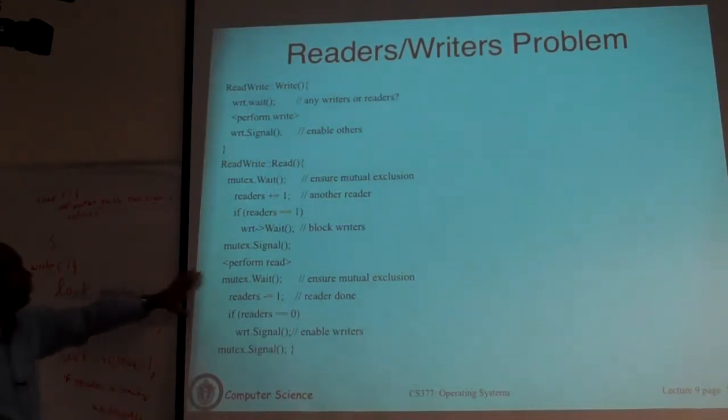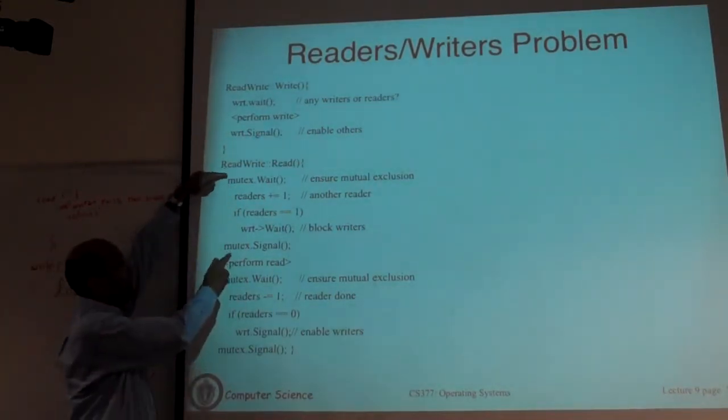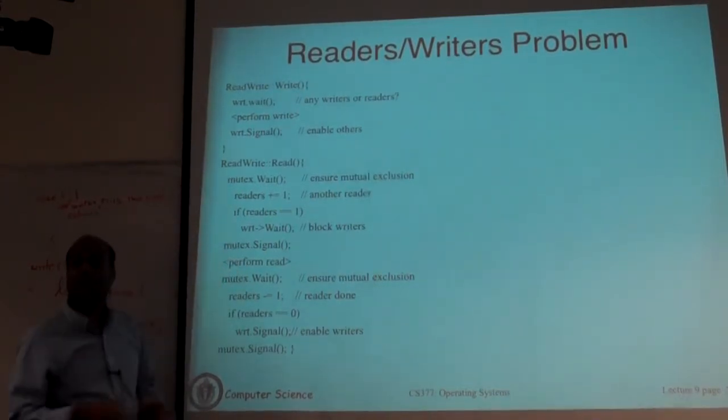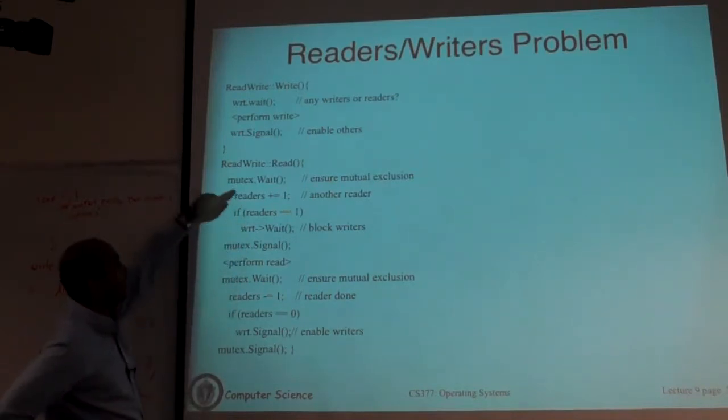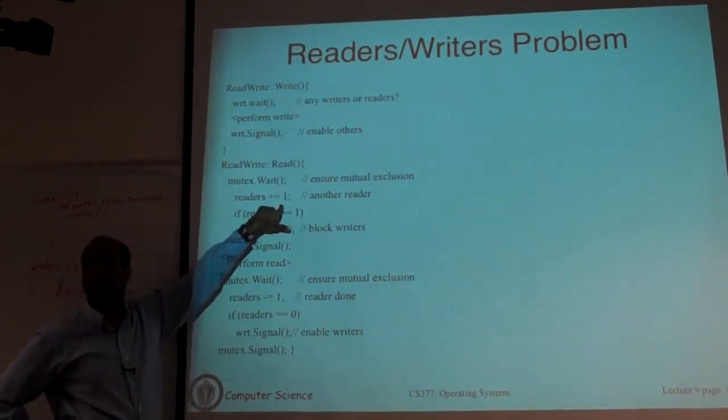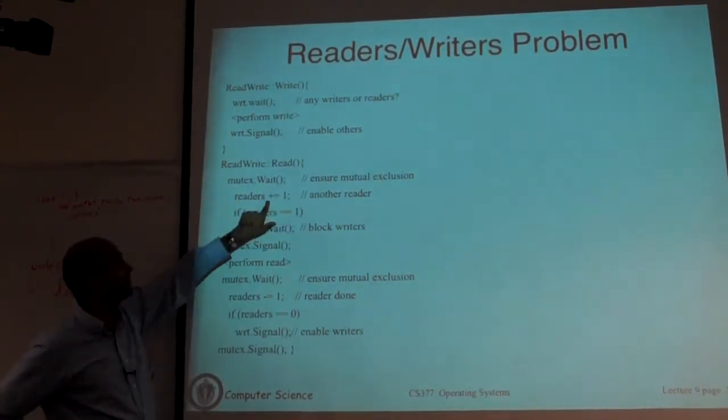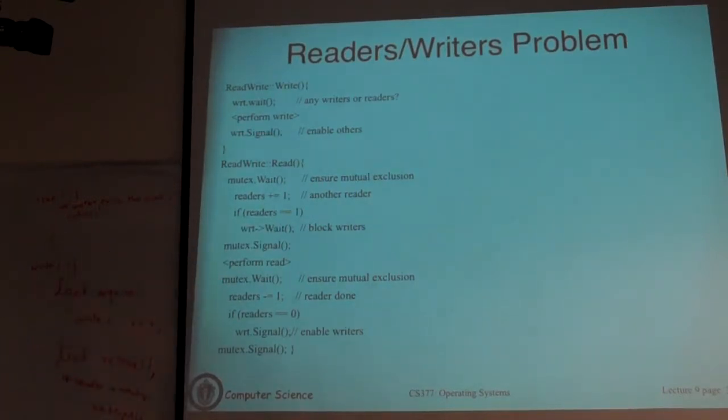Here's the code for readers. So you'll grab a lock, not to do the read, you're grabbing a lock just to see whether a writer exists, whether I should sleep or not. That's why you're grabbing the lock. So you'll increment the number of readers. We are tracking the number of readers in the system.